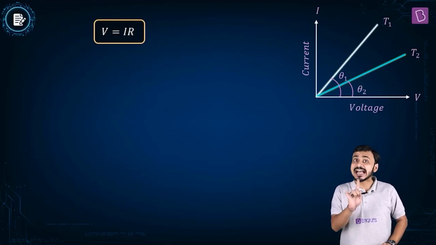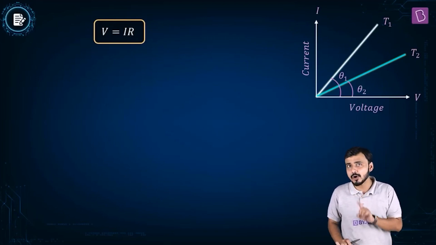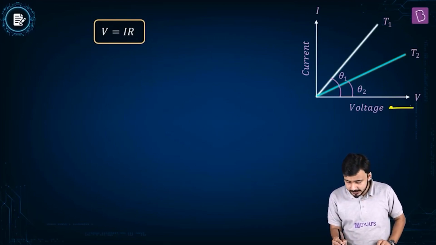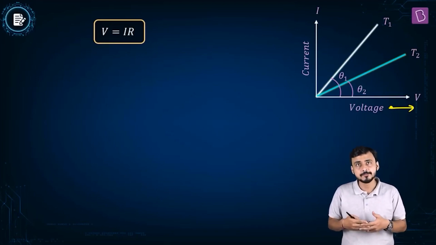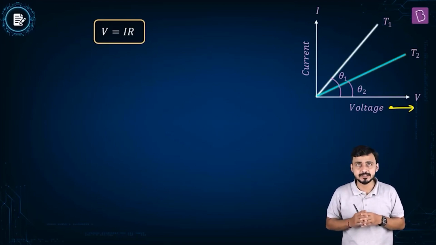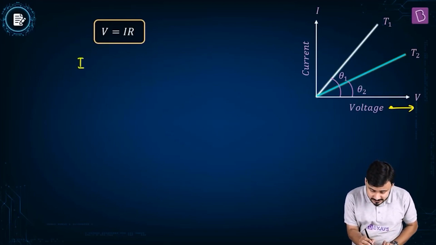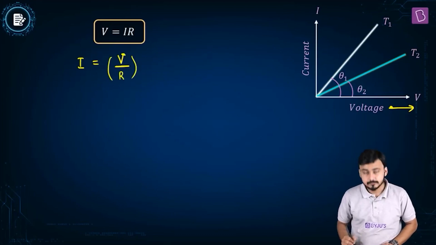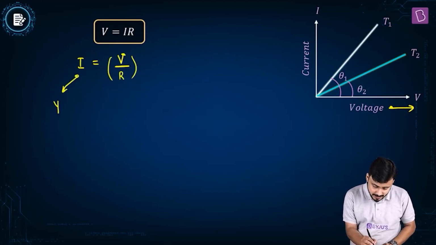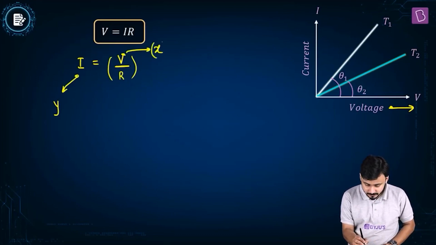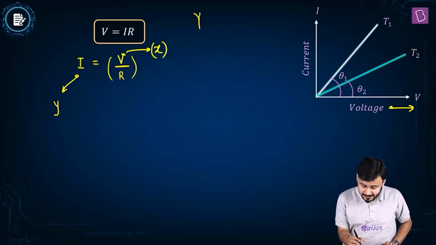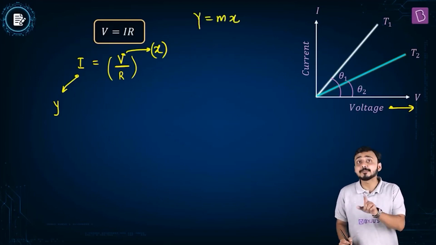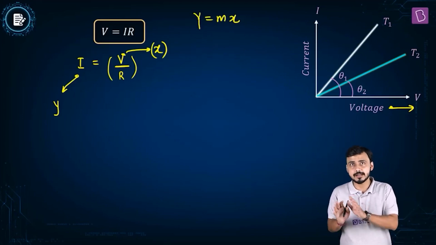Okay, you have to plot I versus V graph, right? So you have to put I on the y-axis and V on the x-axis. So I would like to write this formula in terms of y is equal to mx. I, that is on the y-axis, is equal to V, that is on the x-axis, divided by R. In general, the equation of a straight line in the xy plane is given as y is equal to mx, which is passing through the origin, of course. Otherwise, there is a constant added, mx plus c.